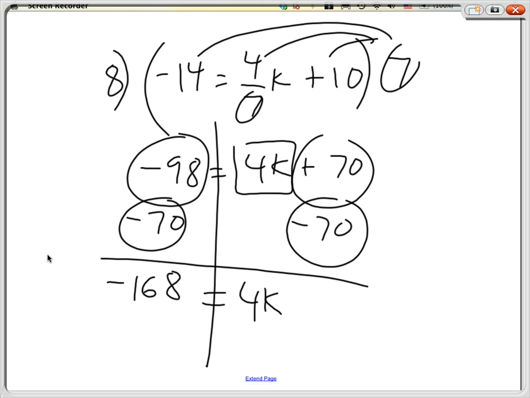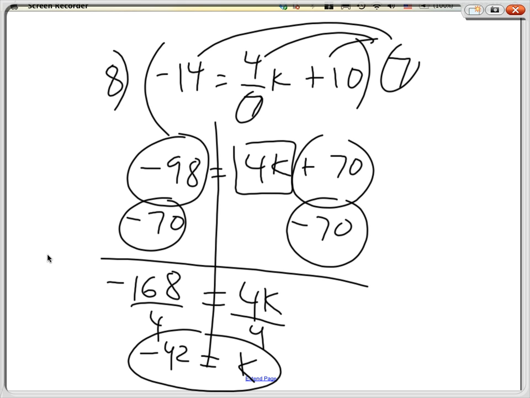If you notice, if we clear fractions first, your last step is always division. I hope you see a pattern here. We're dividing by 4 on both sides, and so k now equals what? Negative 42. And that's all to it. What do you think of that? Is it too complex? Or if you notice that we're doing the same thing over and over. Did you catch this on? Yes? Okay, good. Take a look at number 9.